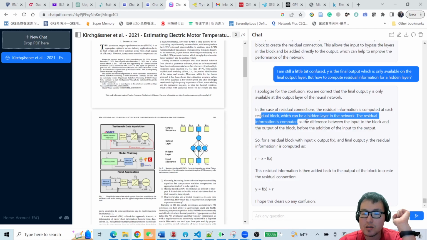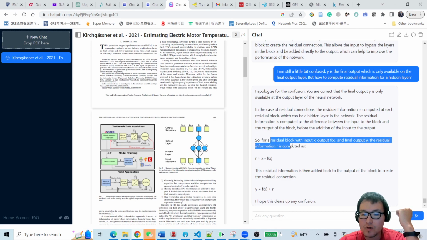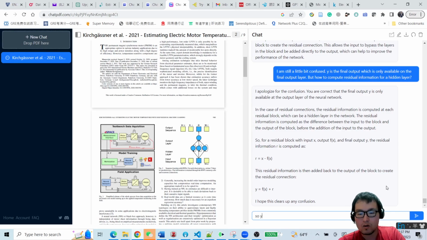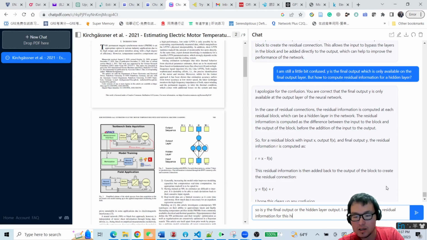The residual information is computed as the difference between the input of the block and the output of the block before addition of the input to the output. For residual block input, output, and final output Y, the residual information is computed as this. This residual information is then added back to... So is Y the final output or the hidden layer output? I'm trying to compute residual information for this hidden layer.